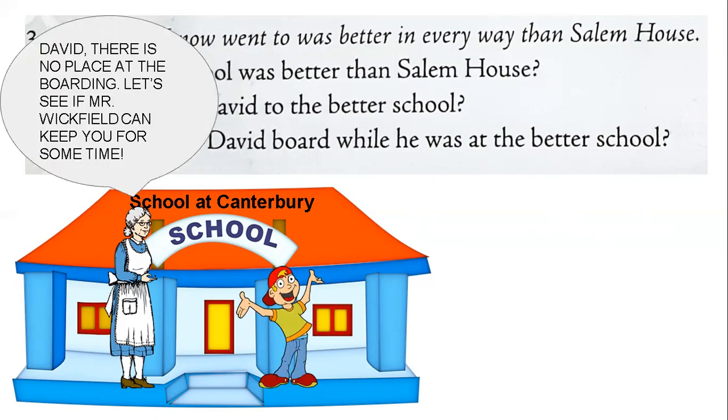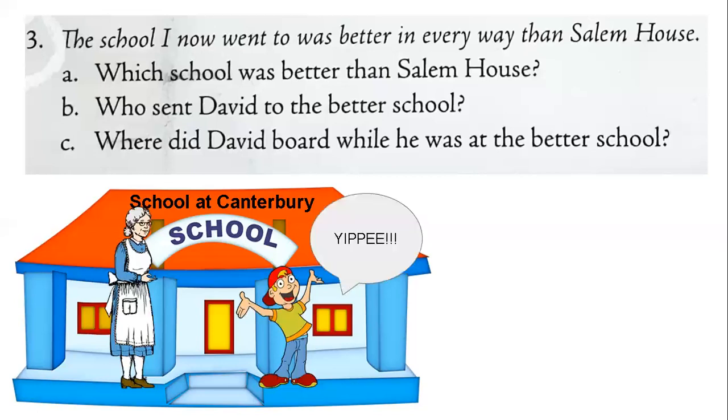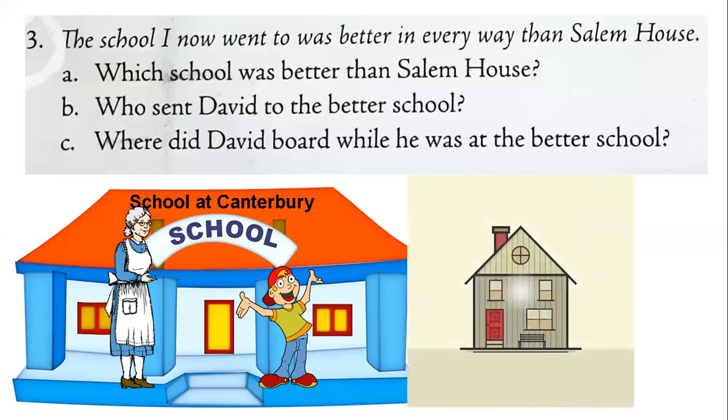What is she saying to him? David, there is no place at the boarding. Let's see if Mr. Wickfield can keep you for some time. I hope you remember who Mr. Wickfield was, her old lawyer. Yippee! And David is so happy to hear what his aunt just told him. Now we can see a house. Whose house? Mr. Wickfield's house.